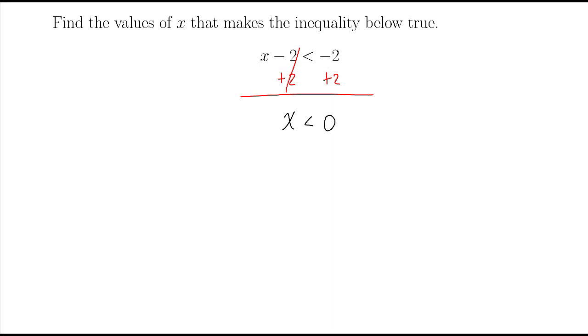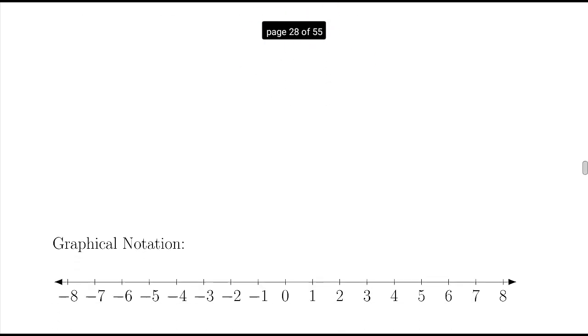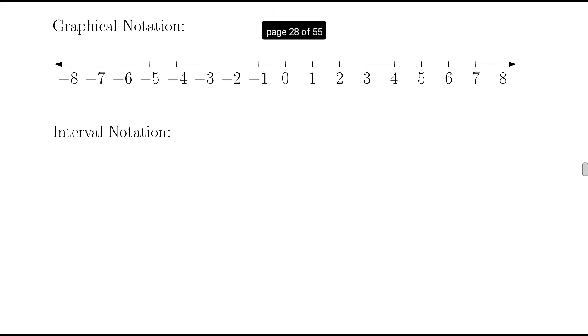So how do we write the solution? This is one form of notation, but let's talk about graphical and interval notation. For graphical notation, we look at the graph here, and we say x cannot equal 0. X can be less than 0, but x cannot equal 0. I'm going to put this open circle over the 0. That is indicating that x cannot actually equal 0, but 0 still serves as a sort of cutoff point.